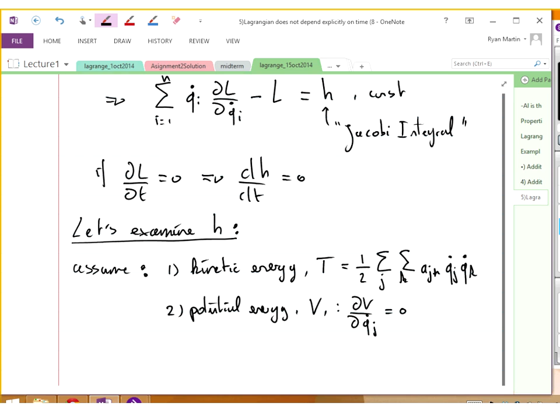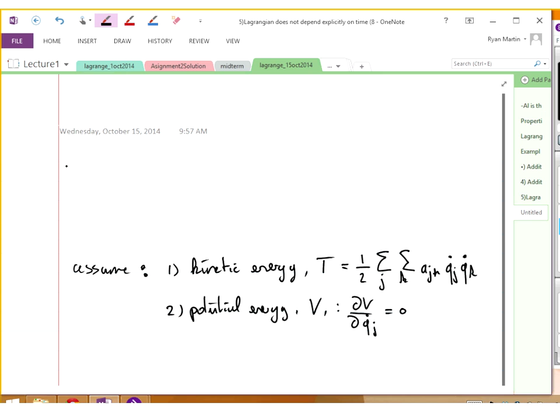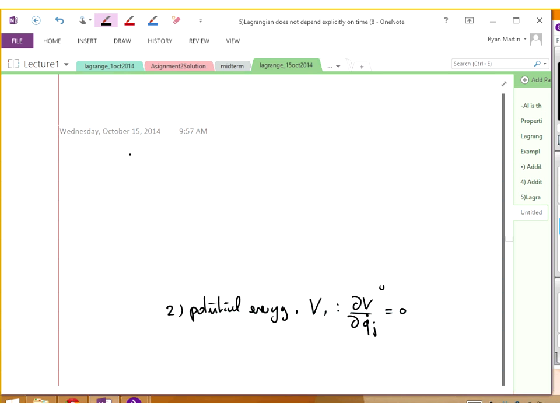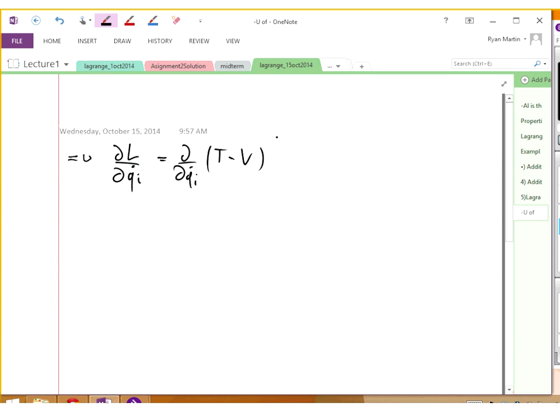All right? So given those 2 assumptions, consider this. The derivative of L with respect to q_i dot, so that's ∂/∂q_i dot of T minus V, right? But we just said that V doesn't depend on q_i dot. And so ∂L/∂q_i dot is equal to ∂T/∂q_i dot, right?